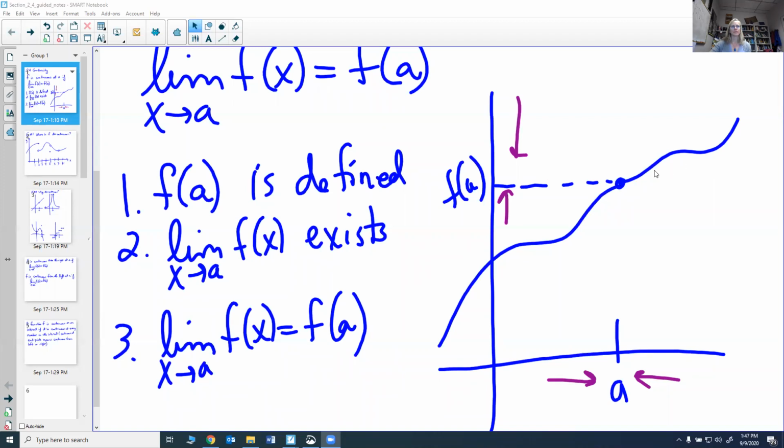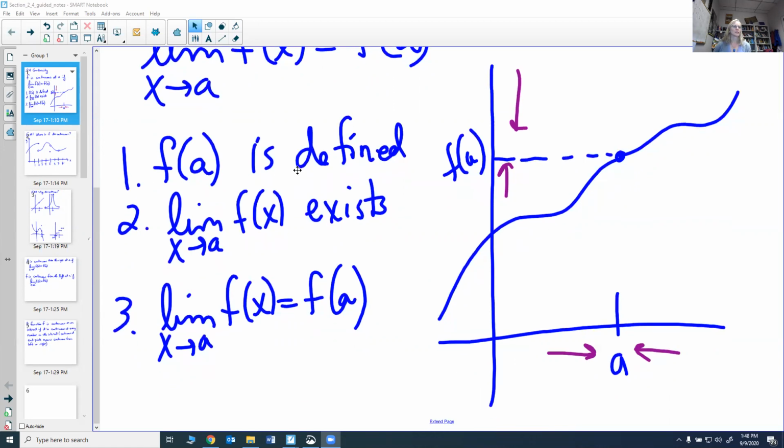The limit has to also exist. So I can't, again, be driving along a road and have to jump up to get to the next part. I have to be able to continue along on my route. So there are no jumps, is kind of what you think of it as. The limit actually does exist. And then the third one is that the limit has to actually equal the function value. That's the definition of continuity. The three things together give you your conditions. If any one of these three things is not true, then your function is what we call discontinuous.